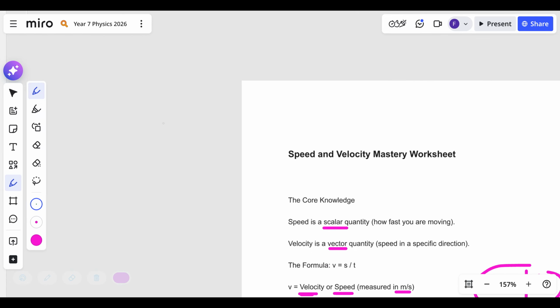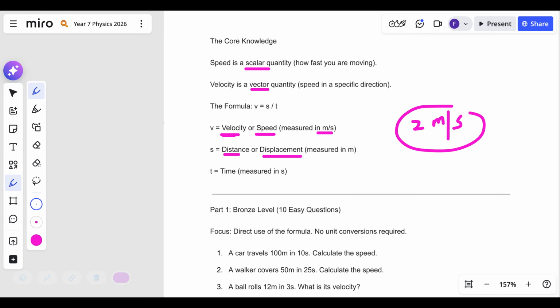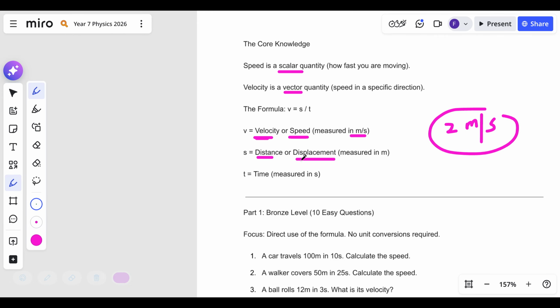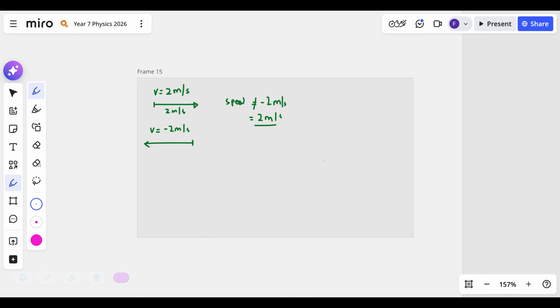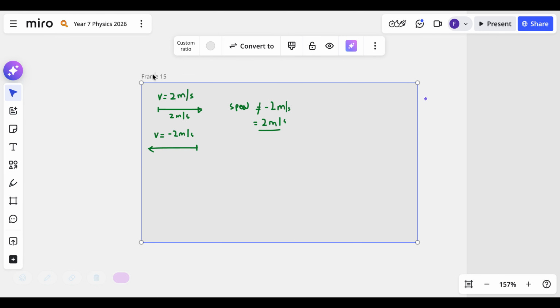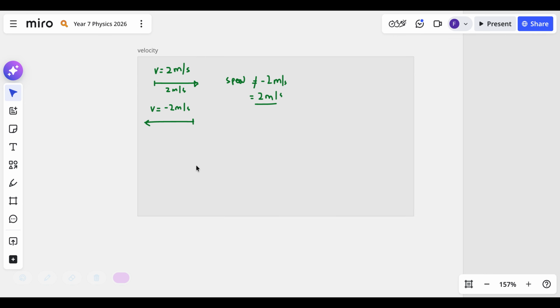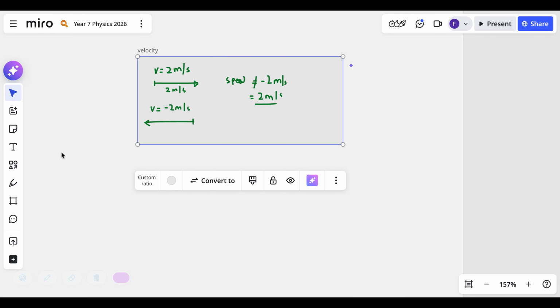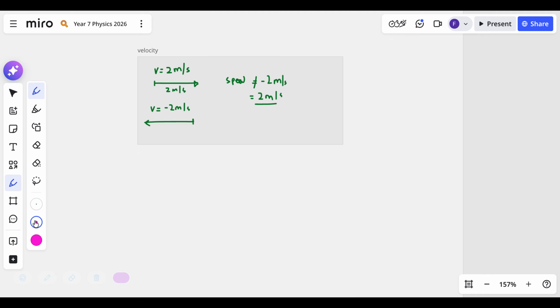Now, the next one I want to have a look at is displacement. Because it starts getting a bit strange then, there are only three things you need to know. So this is velocity. I'll give it a little frame title of velocity. The symbol for velocity that I've used here is V. Velocity has the symbol V.